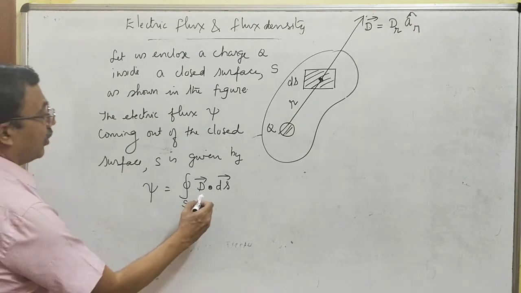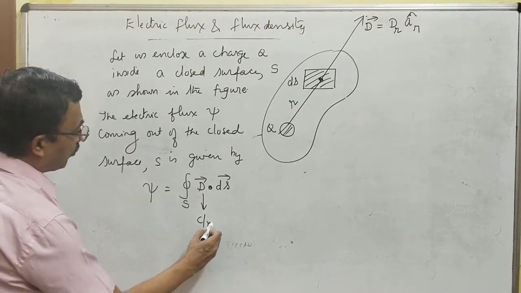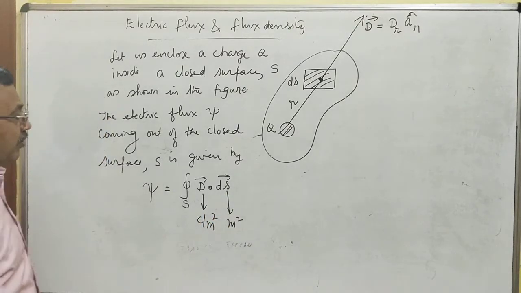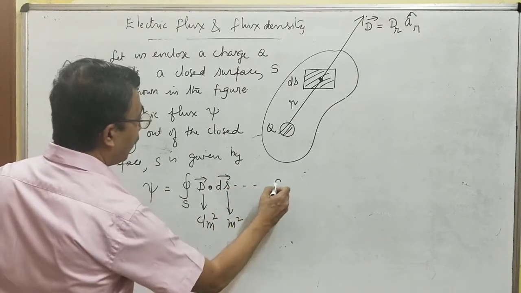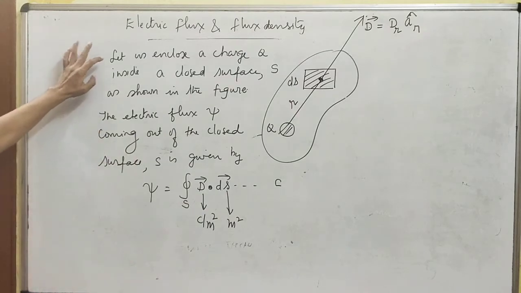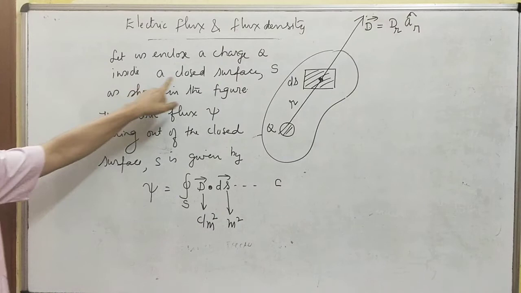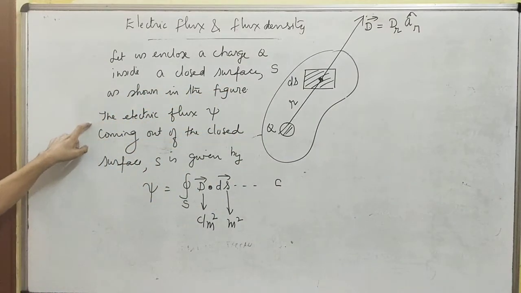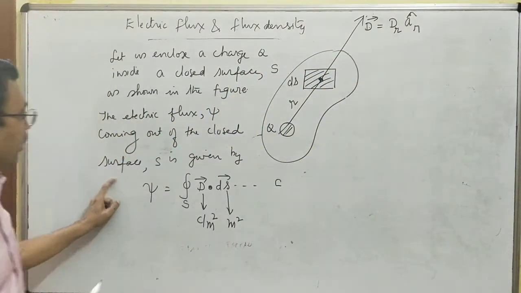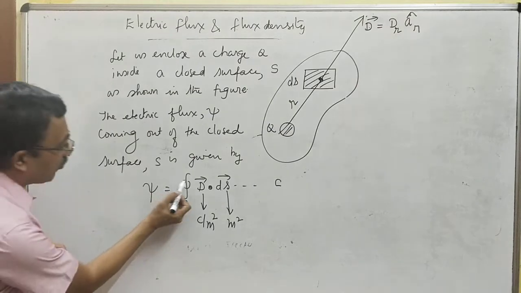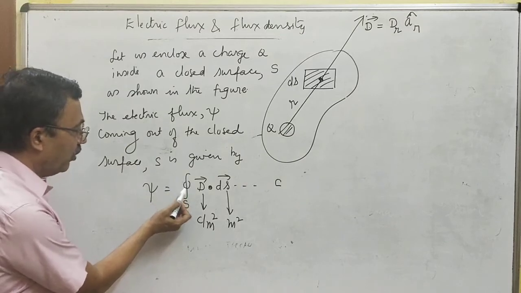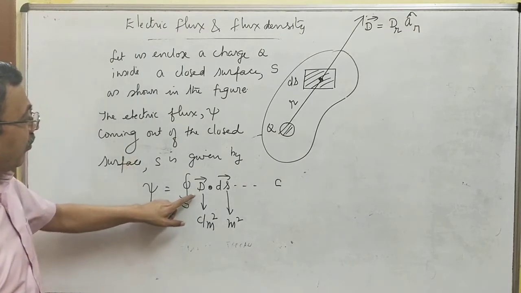Unit of vector D is coulombs per meter square. Unit of ds is meter square. Therefore, coulombs per meter square into meter square gives you the unit of psi as coulombs. So, unit of electric flux psi is coulombs. What we have written here: let us consider a charge Q inside a closed surface as shown in the figure. The electric flux psi coming out of this closed surface is given by the closed surface integral. This small circle on the integral indicates it's a closed surface. If it's an open surface, we don't put this small circle. It's given by vector D dot ds.